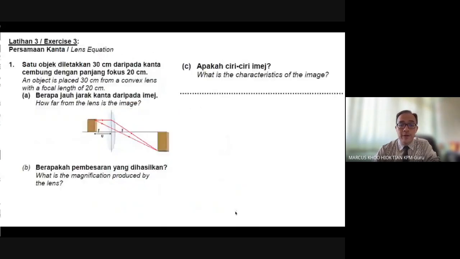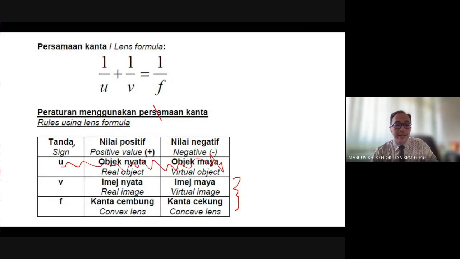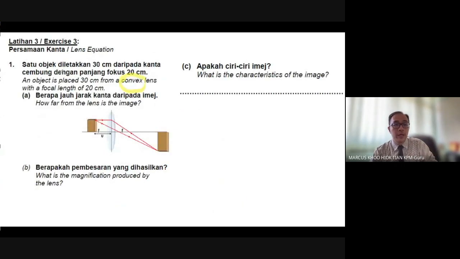Okay, let's take a look at the first question. An object is placed 30 centimeters from a convex lens. So we see the words convex lens over here, and we saw just now, if we're using a convex lens, f is positive. So we are safe. The focal length is 20 cm, so 1 over f is 1 over positive 20. No need to put negative.